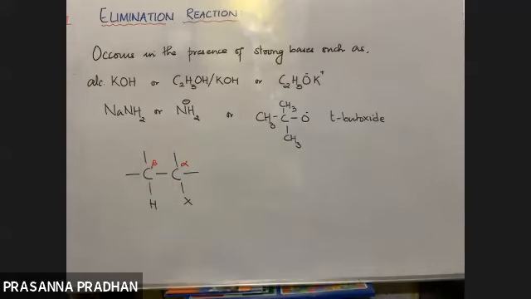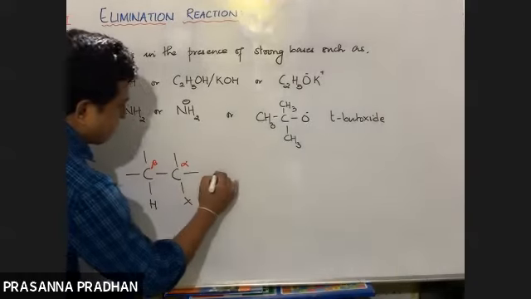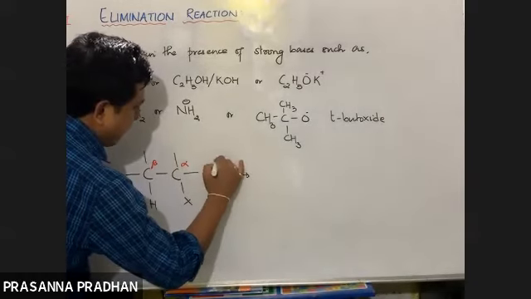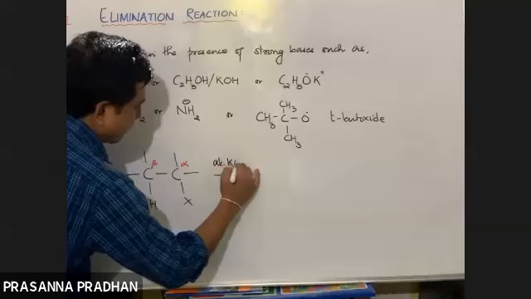Okay, alpha carbon and beta carbon. So what is an alpha carbon? The carbon which is attached to halogen is known as an alpha carbon. So what is a beta carbon? The next carbon. Now, in presence of a strong base such as alcoholic KOH.